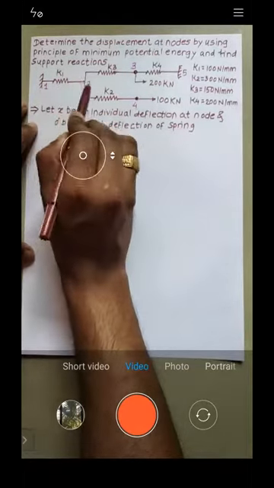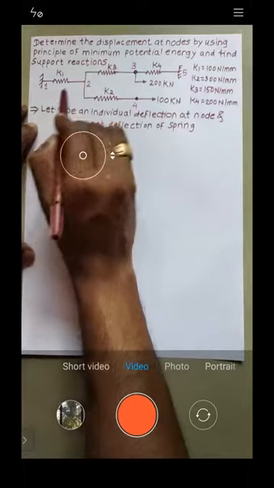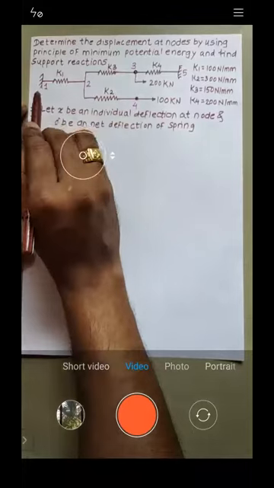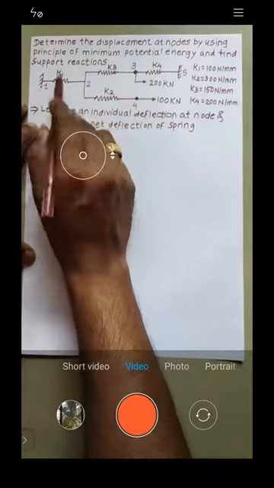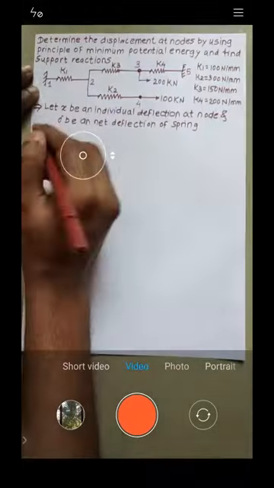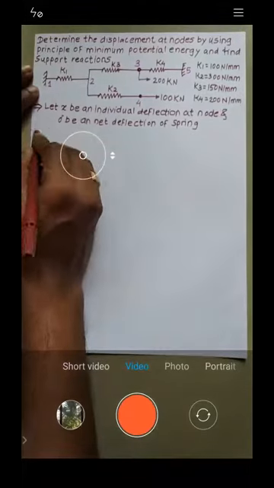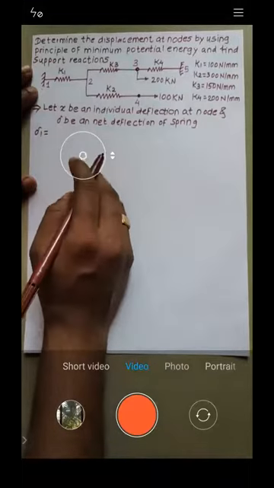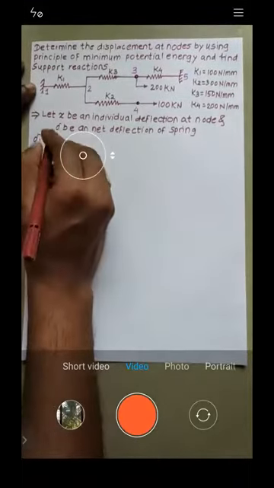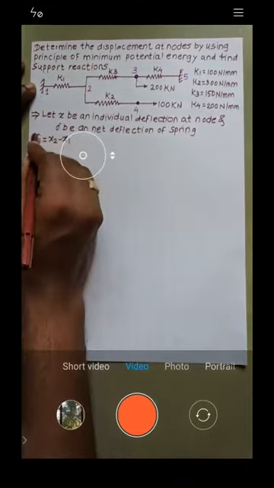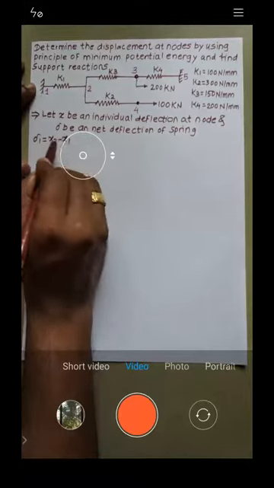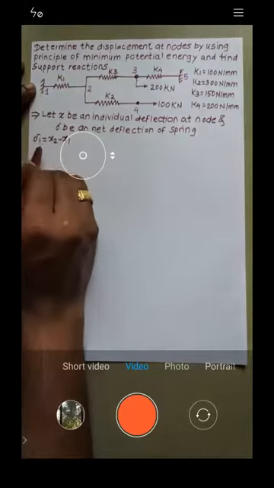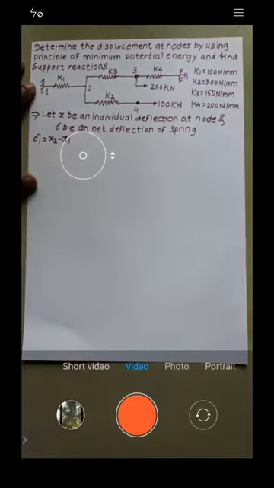Node 1 will have displacement x1, node 2 will have displacement x2, and x2 minus x1 will give me the deflection of spring K1, that is delta 1. If I need to write the formula for the net deflection in spring 1, delta 1, it is x2 minus x1, because this delta 1 is for the spring, and these deflections are for the nodes, since this spring is between these two nodes. Is it okay?